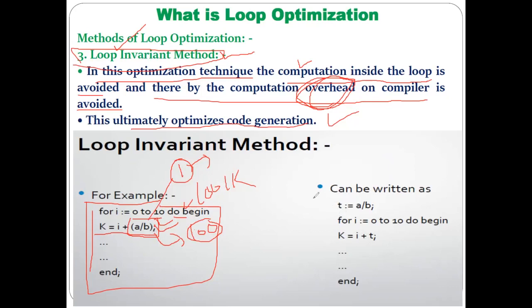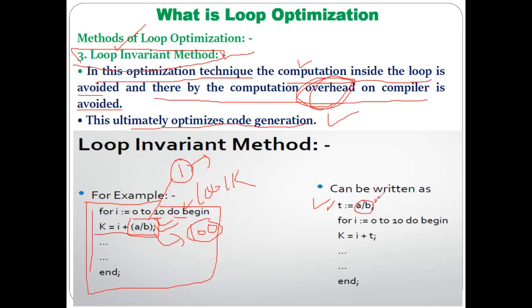So it can be written like this. We take a separate variable. It's like code motion, or frequency reduction. Now we take it outside the loop and we take one variable t, and to that t variable we assign this expression.